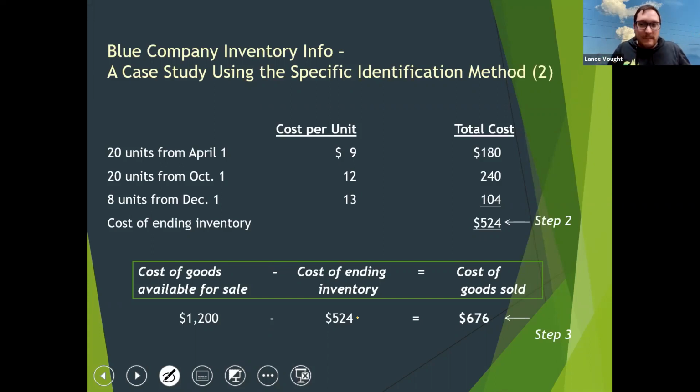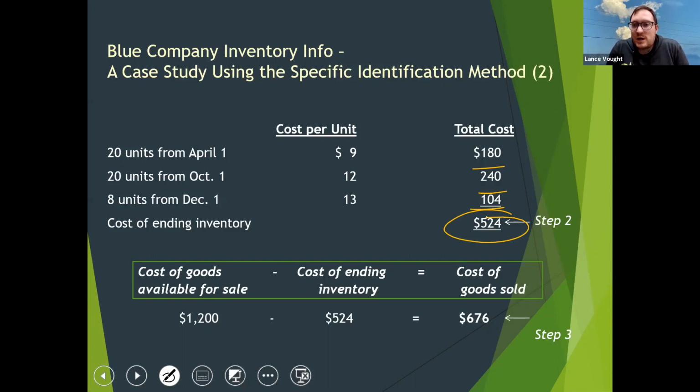In reality, we're probably going to bunch them all together and you're not going to be able to tell one from the other. So we're going to use estimation methods. But if you specifically know which units are still left over, you just take the cost from each of those units and add them together, and that tells you, okay, the inventory that we still have in stock at the end of the year cost us $524.